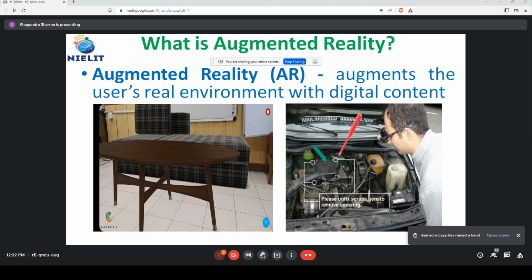Like is shown in the example here, the man is wearing an AR glass, and he gets digital content, which is basically information telling him, please unfix the screws here to remove the covering. So he knows, okay, I need to do these things. So that type of application can be done using augmented reality. In AR, you are still in the physical world, but additional information is augmented onto the physical world in the form of digital content.